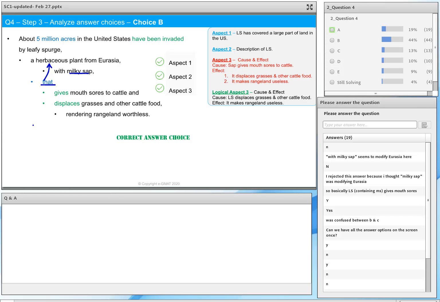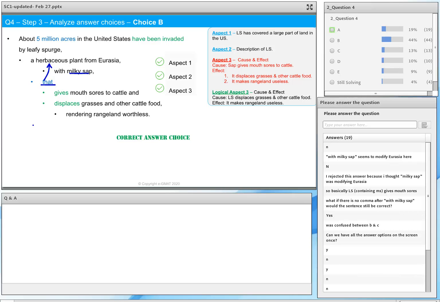So somebody's asking, it's not the milky sap that gives mouth sores, it's the leafy spurge. Again, think about it. I just explained, leafy spurge and milky sap are not exclusively different entities. Let me put it in simpler expressions. They are not absolutely separate entities. Leafy spurge contains the milky sap. So it's one and the same thing to say that leafy spurge gives mouth sore or the milky sap gives mouth sore. It's the same thing. Okay.